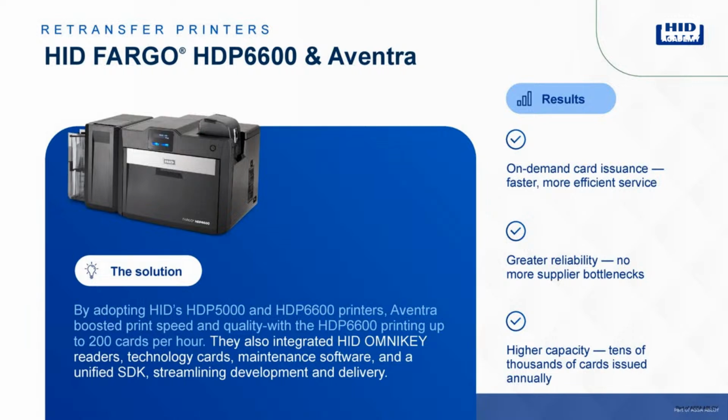It can reach around 230 cards per hour. It is one of the fastest in the market. So with the help of this printer, we can meet the requirements for Adventure, this customer. Excellent stuff. So that's the HTP 6600 and Adventure. Correct. So check those out.